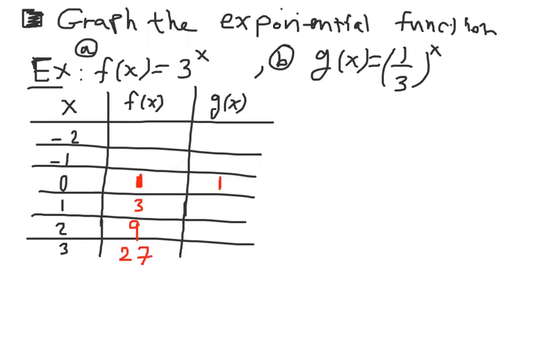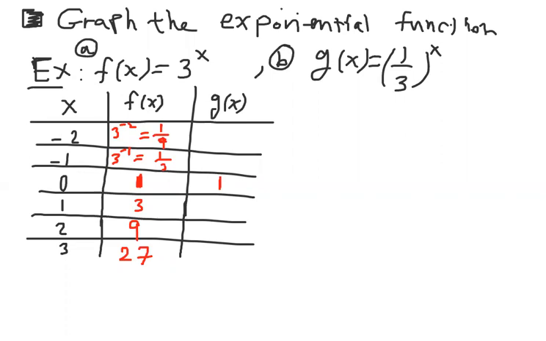And the same thing for the negatives. What is f of minus 1? It is 3 to the minus 1, which is equal to 1 over 3. And for minus 2, it is 3 to the minus 2, which is 1 over 9, because it will be like 1 over 3 squared, 1 over 9.